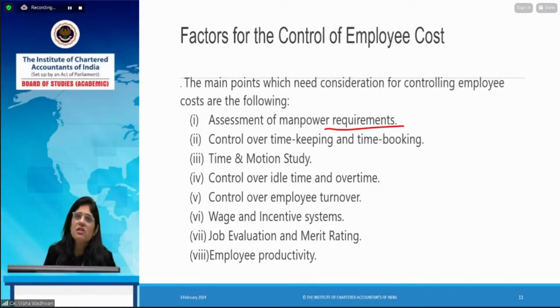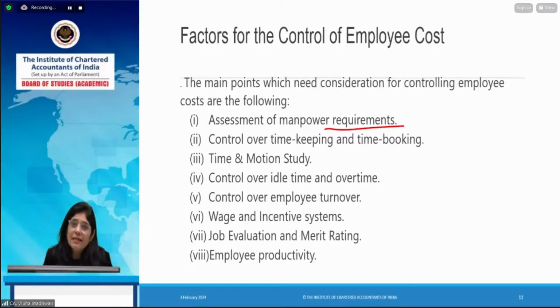But sufficient manpower should be there. It should also not be that employees are not there for the job and there are too many vacancies, and the work or the production is getting suffered. So, assessment of manpower, control over timekeeping and time booking, of course, because it records the time and the work done on the job. Time and motion study, I already explained to you. This is very, very important for cost control.